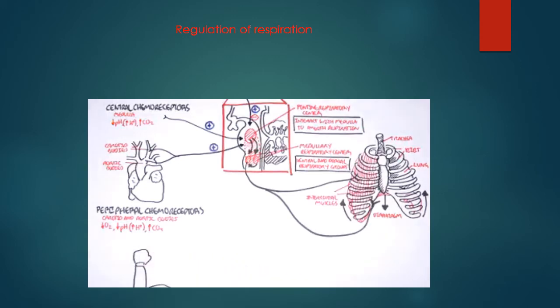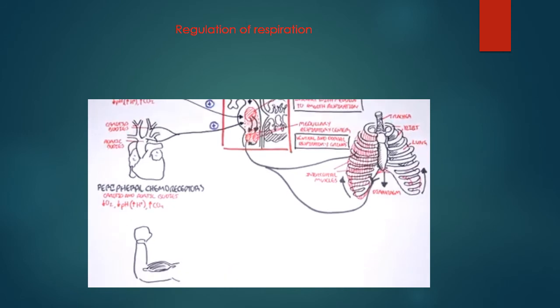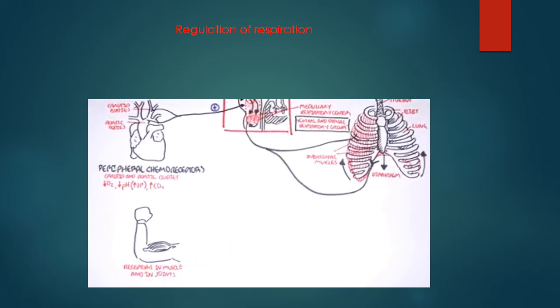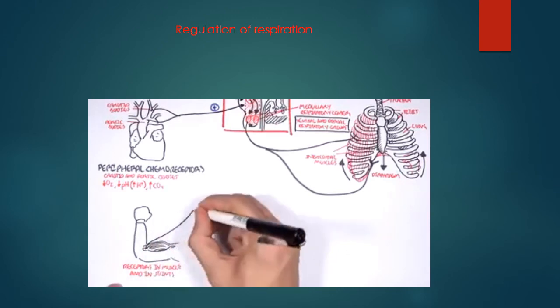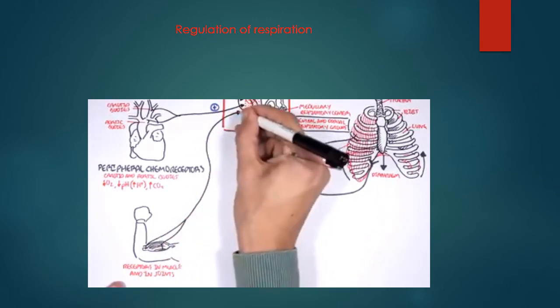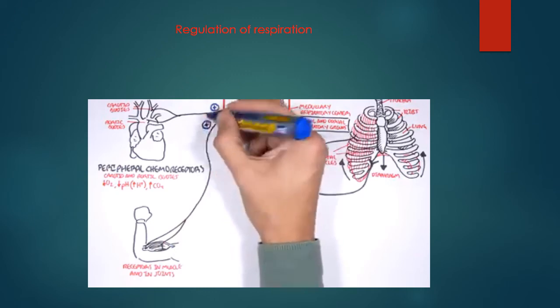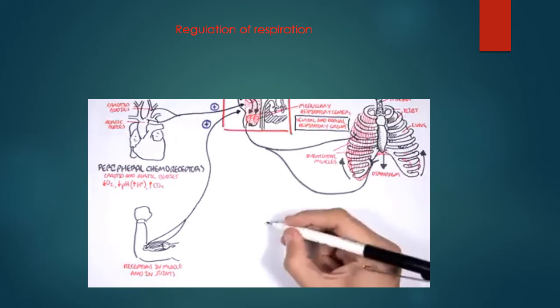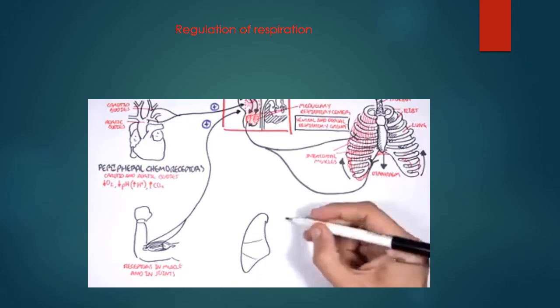You also have receptors in your muscles and in your joints, and these will be stimulated when you exercise. When you exercise, these receptors will stimulate the respiratory center so you can breathe quicker. It's important to breathe quicker when you exercise so that you can take in more oxygen and blow out all the acid that has built up.